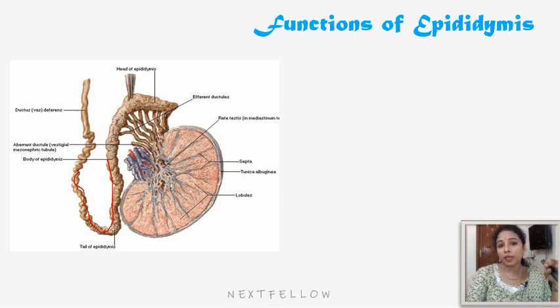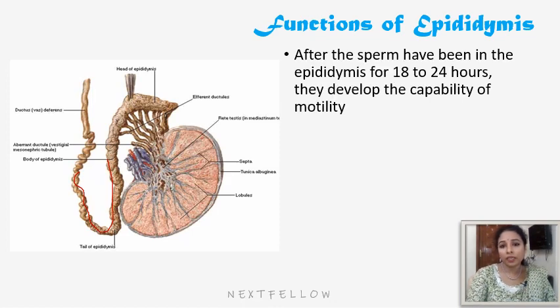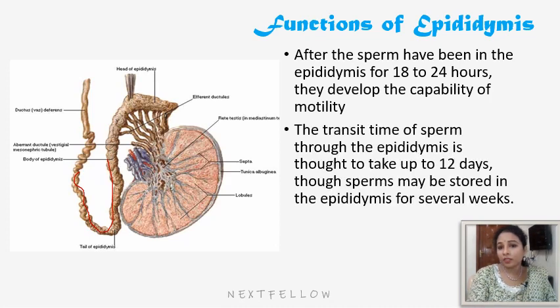After the sperm have been in the epididymis for around 18 to 24 hours, they develop the capability of motility, even though several inhibitory proteins in the epididymal fluid still prevent final motility until after ejaculation. Usually they will be around 18 to 24 hours in the epididymis until they develop the capability of motility, and the transit of the sperm through the epididymis is thought to take up to 12 days. The sperm may be stored in the epididymis for several weeks.